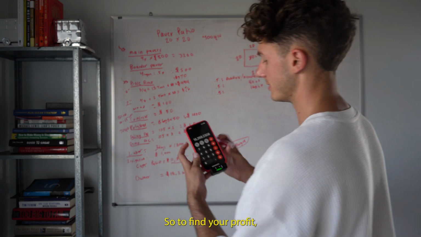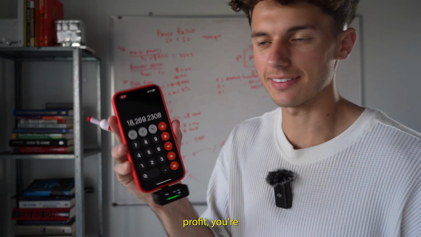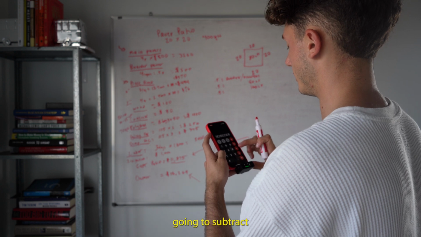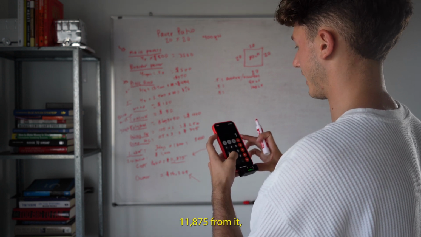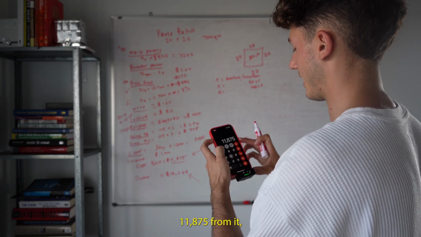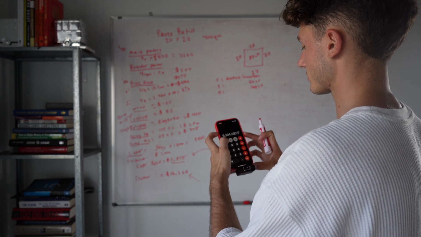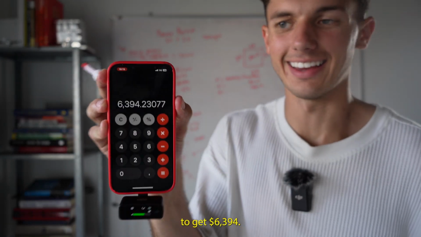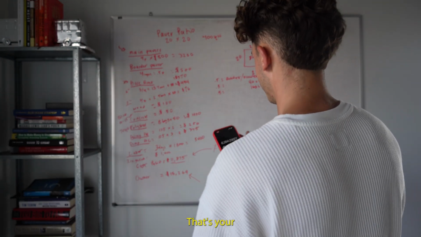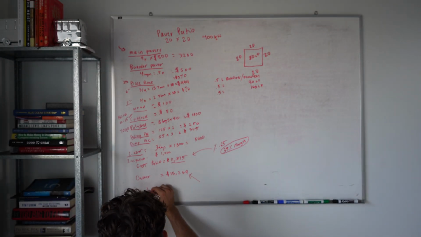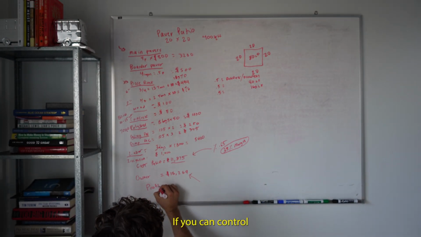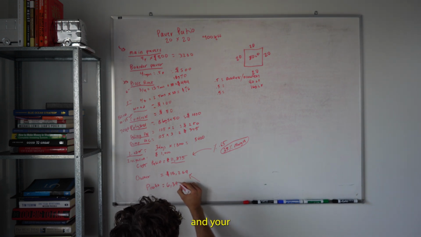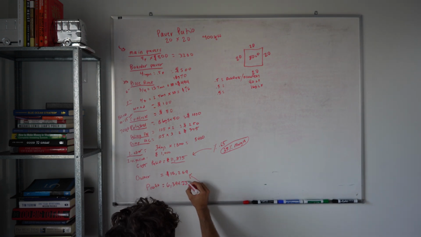So to find your profit, you're going to take this 18,269 and you are going to subtract 11,875 from it, and you're going to get $6,394. That's your profit on the project, if you can control your material price and your contractor price.